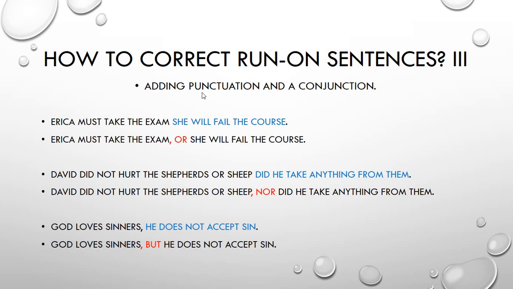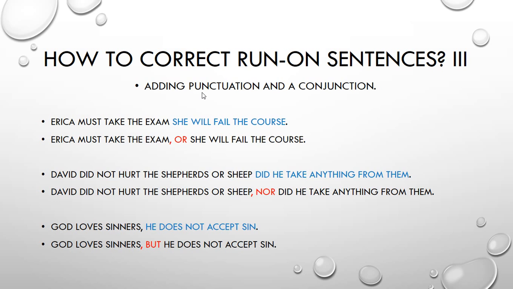Then we have David didn't hoard the shepherds or sheep. Did he take anything from them? This is part of a story in the Bible. So what we're gonna do is adding a comma and nor. So David did not hoard the shepherds or sheep, comma, nor did he take anything from them. We're saying that he didn't do any of these two things. Then we have one more example.